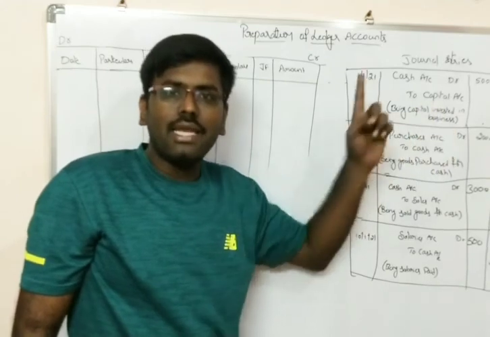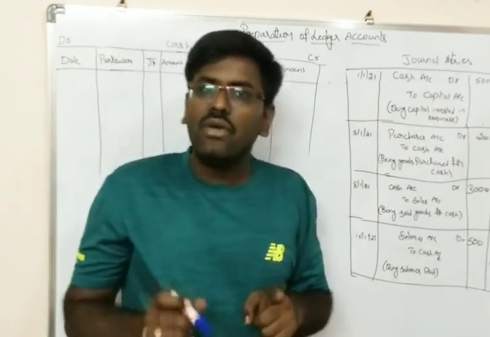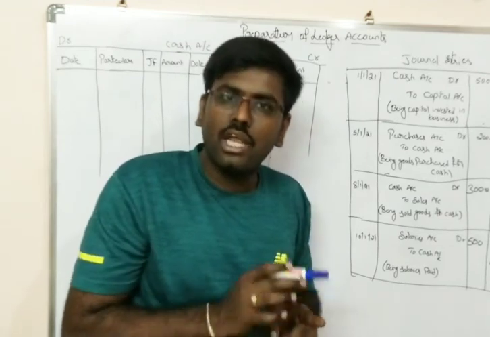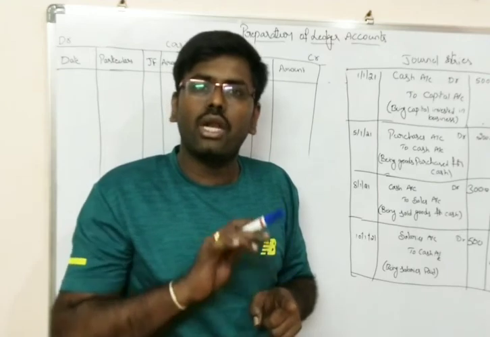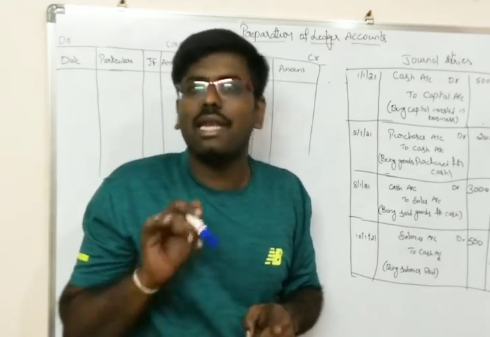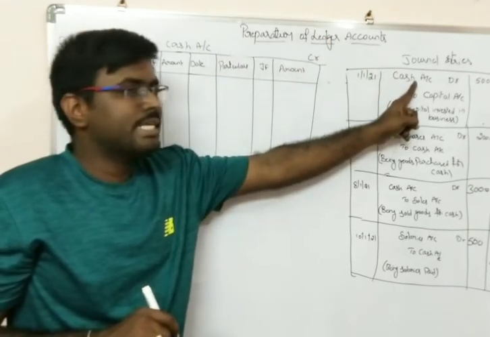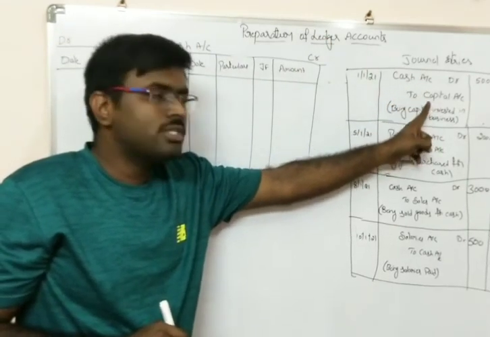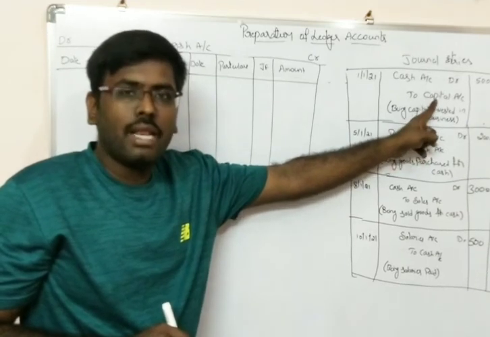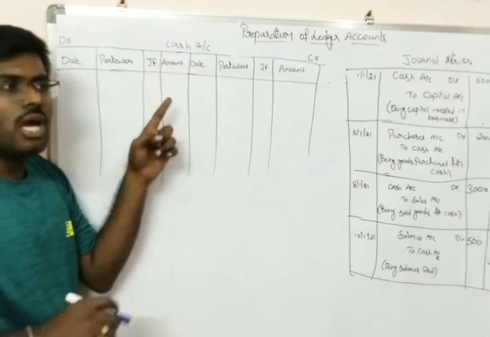While preparing ledger accounts, if the account you are preparing is on the debit side of the journal entry, the opposite transaction should be recorded on the debit side of that particular ledger account. Here we are preparing the cash account, and in the journal entry cash is on the debit side. So the opposite entry, the capital account, should be recorded on the debit side of the cash account.